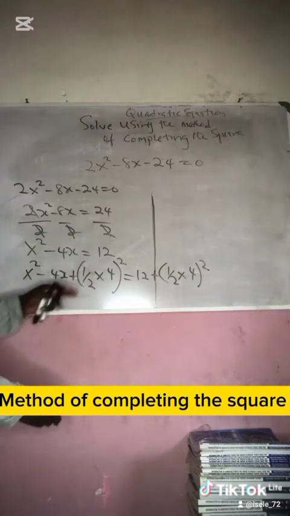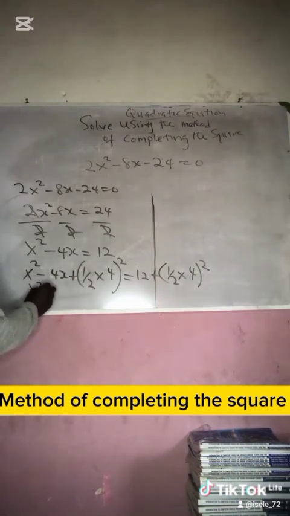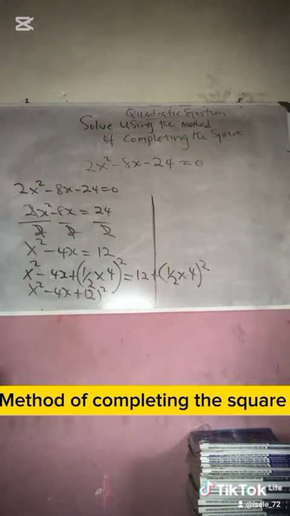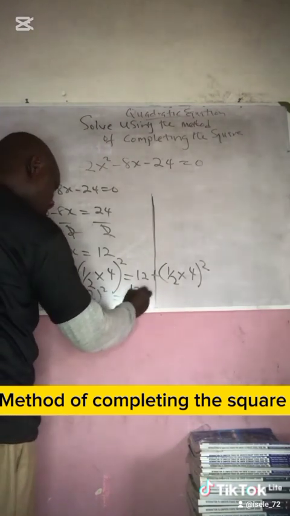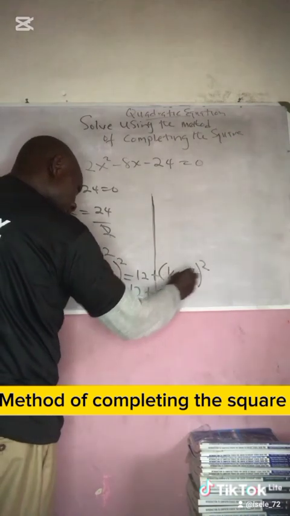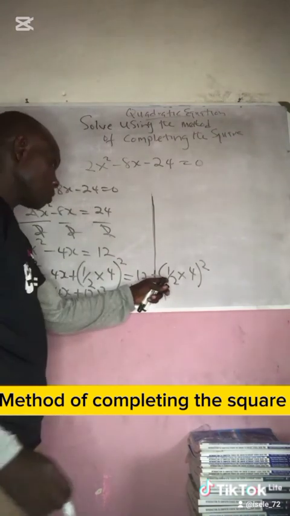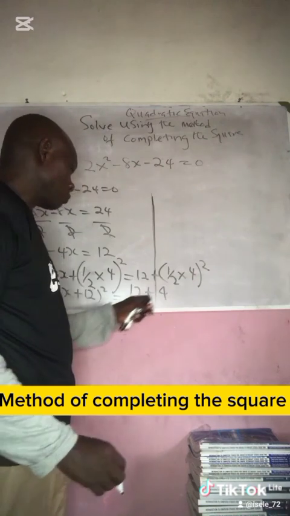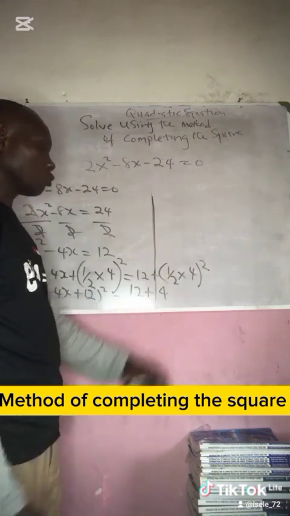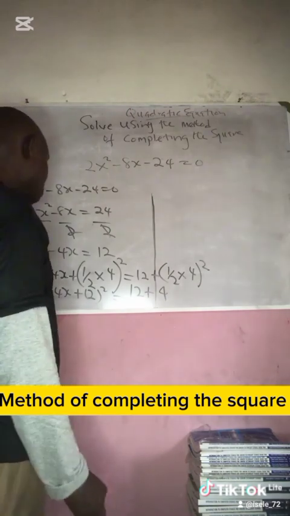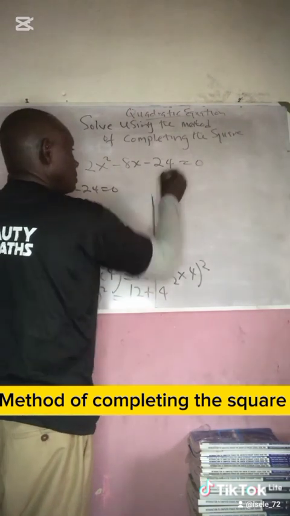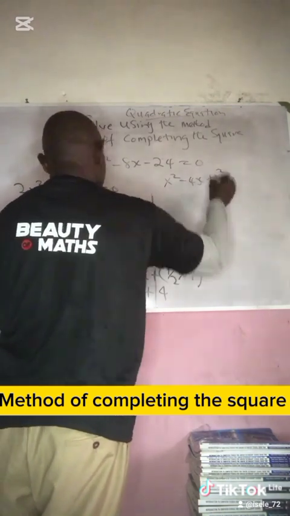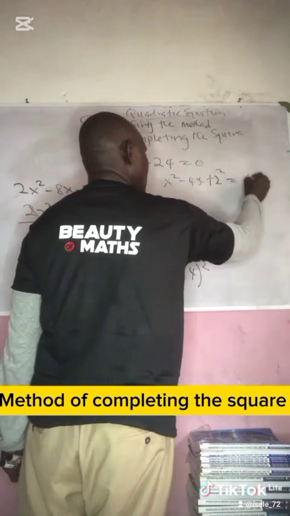So here, what will I have? I have x squared minus 4x plus 2 all squared, which will be equal to 12 plus 4, because half of 4 is 2, and 2 times 2 is 4. So it will be 12 plus 4, which is 16. Now, I have x squared minus 4x plus 2 all squared is equal to 16.